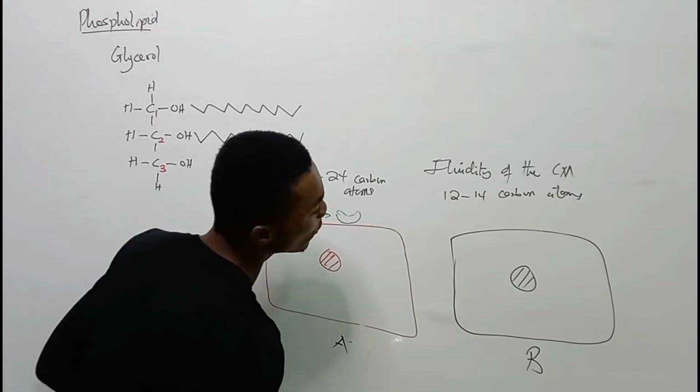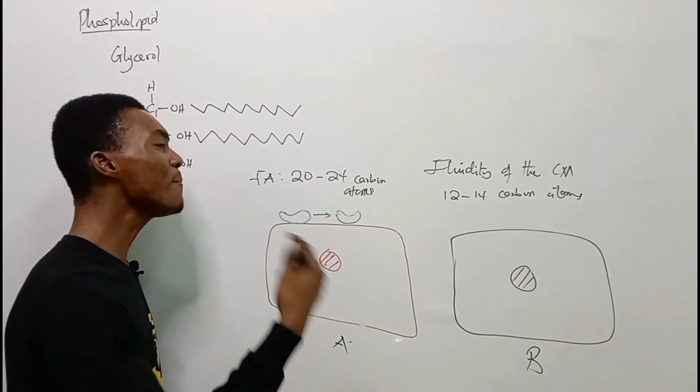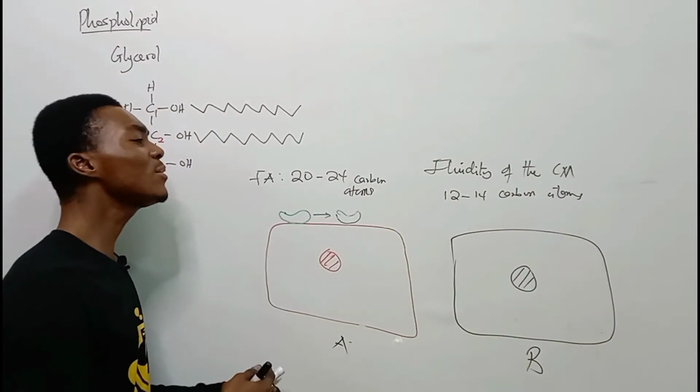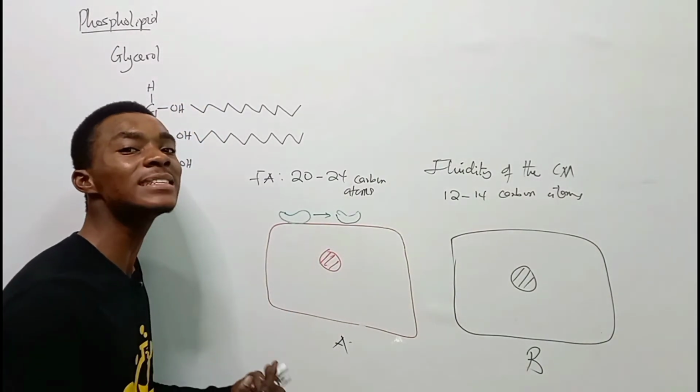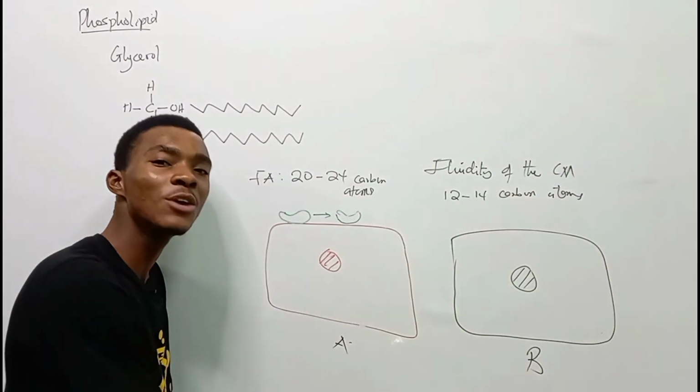Longer than that of what? The cell type B's fatty acid chains. So because of that, we come back to our rule which says that increasing the length of the fatty acid molecules in the cell membrane decreases the fluidity of the cell membrane.